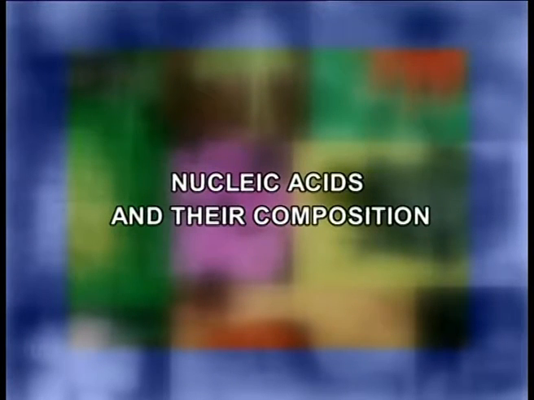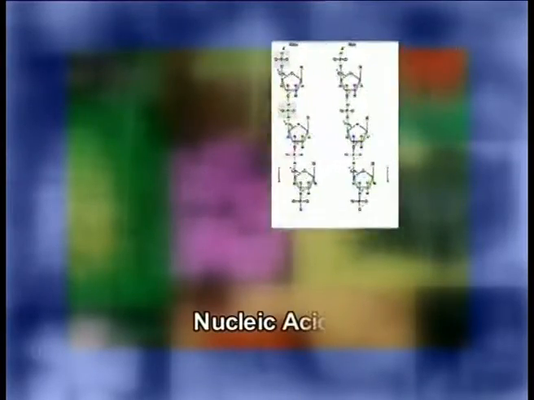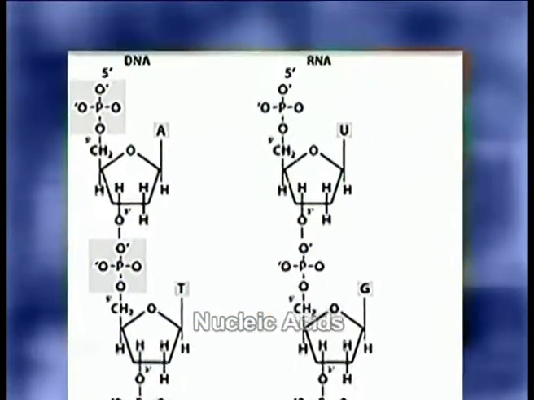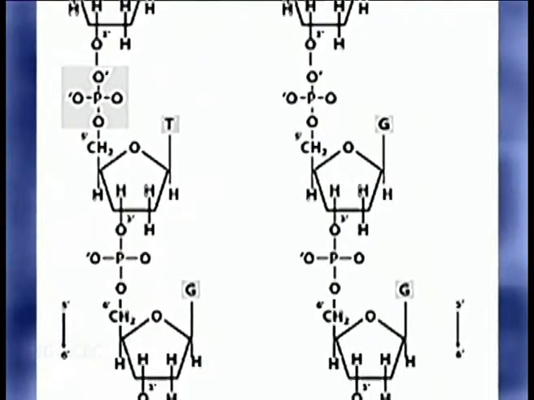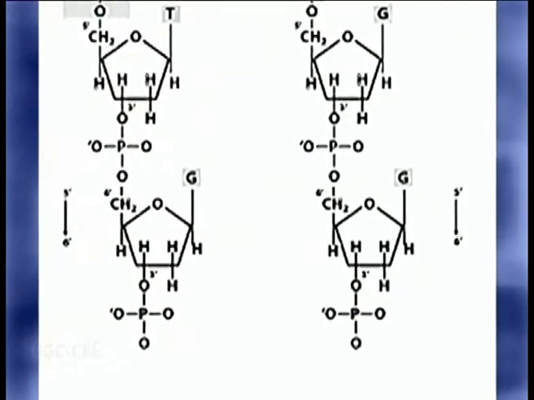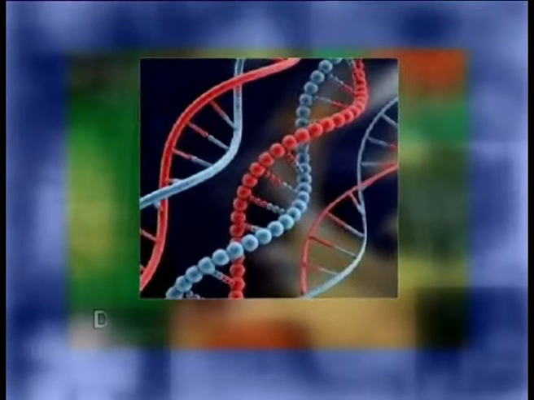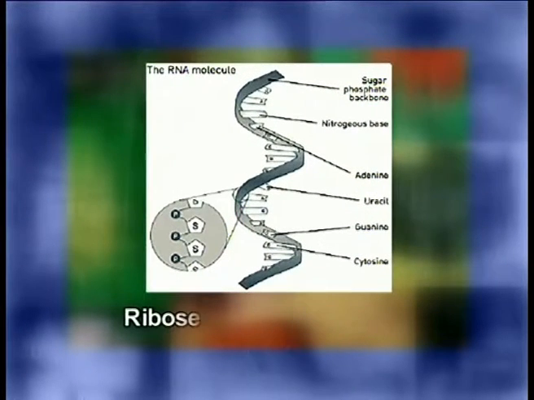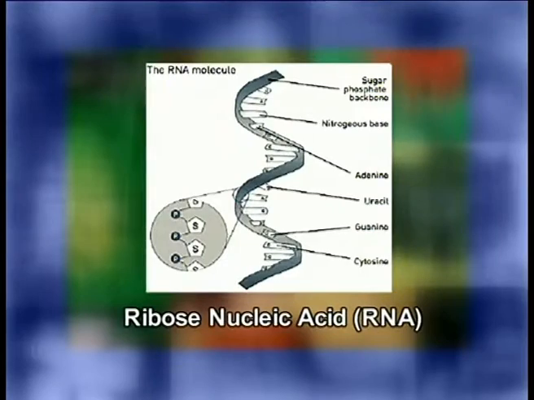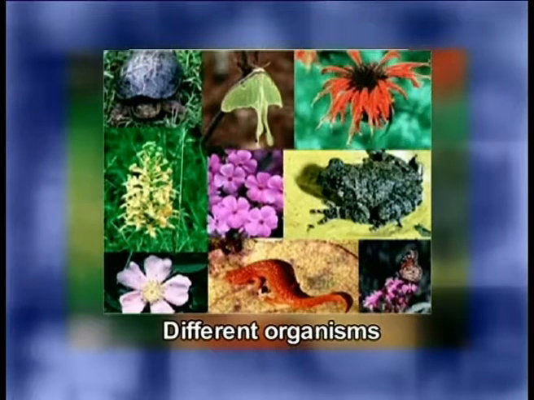Nucleic acids and their composition. Nucleic acids are the most important constituents of the nucleus, having the ability to store and transmit genetic information from one generation to the next. There are two types of nucleic acids: one, deoxyribonucleic acid or DNA, and ribonucleic acid or RNA. Both constitute the genetic material in different organisms, and DNA is the predominant genetic material in most organisms.